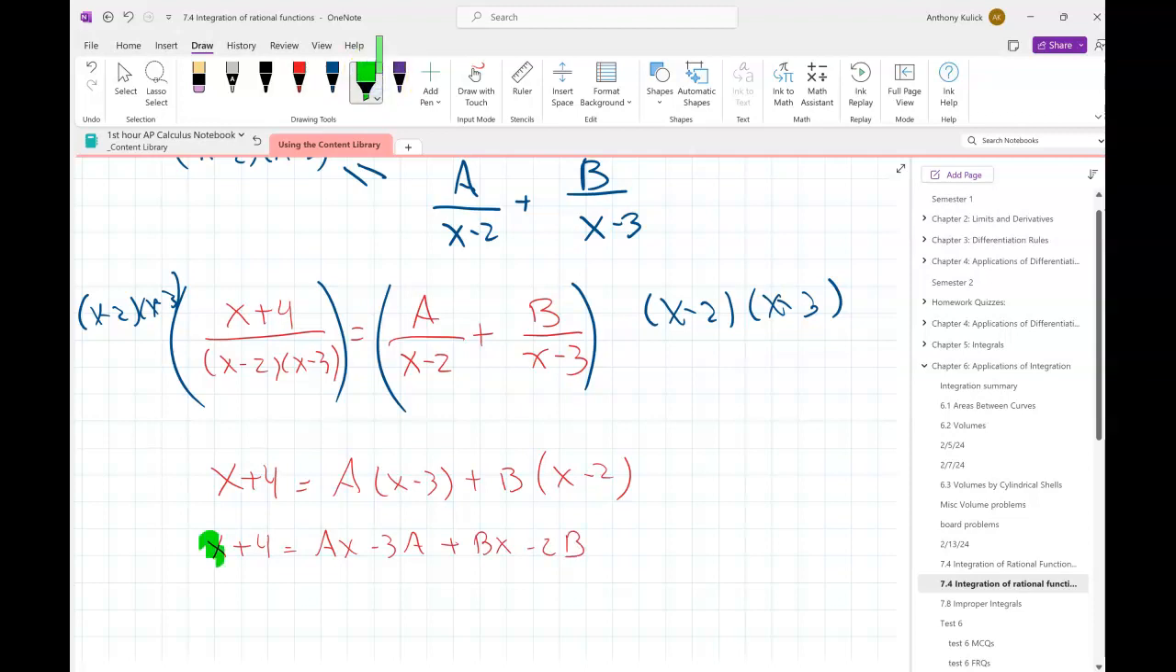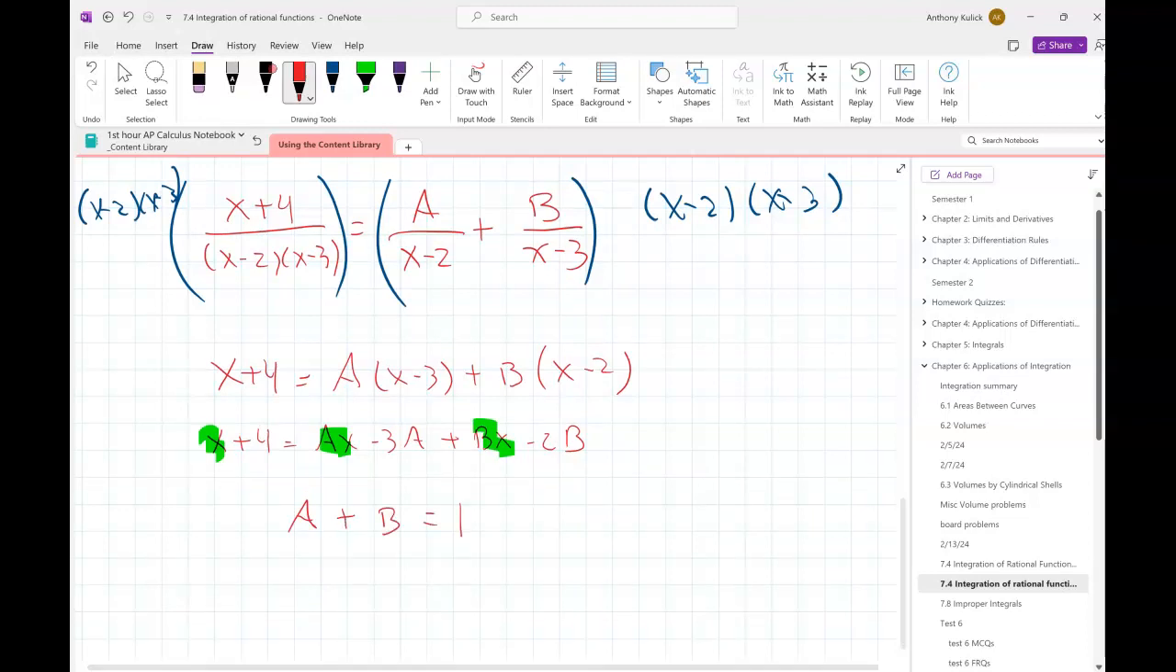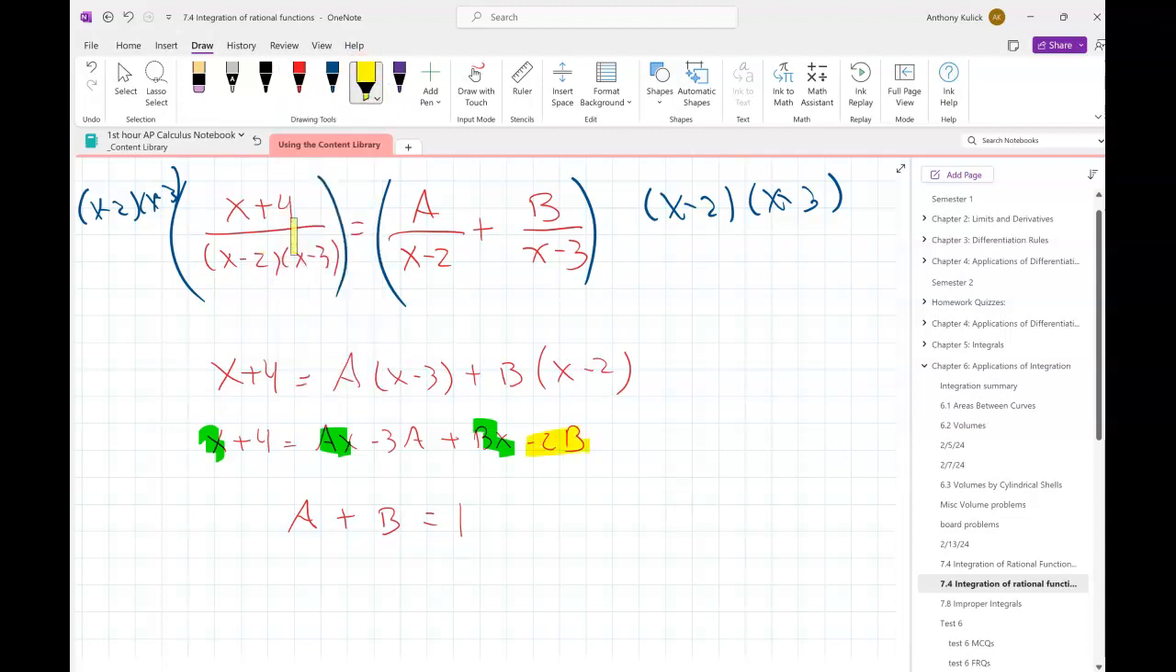So I know that if I add ax and bx together, I have to get 1x, right? So a plus b has to equal 1. And if I add negative 2b and negative 3a, I have to get 4. That's going to create a system of two equations. I'm going to solve that system to figure out what a and b are.